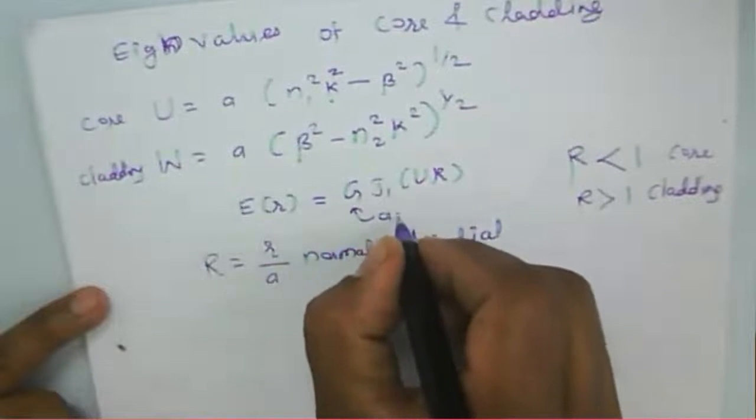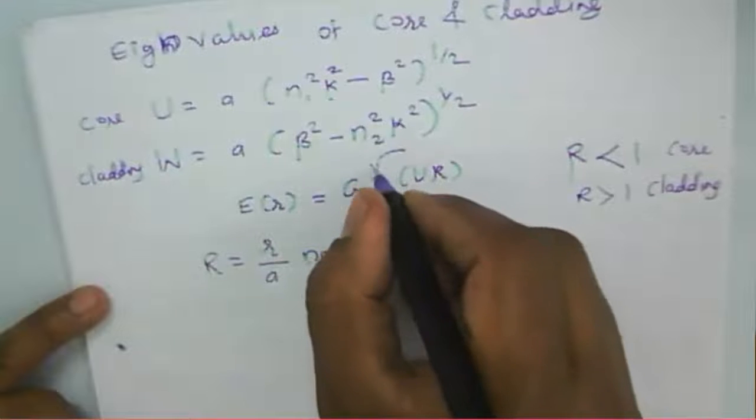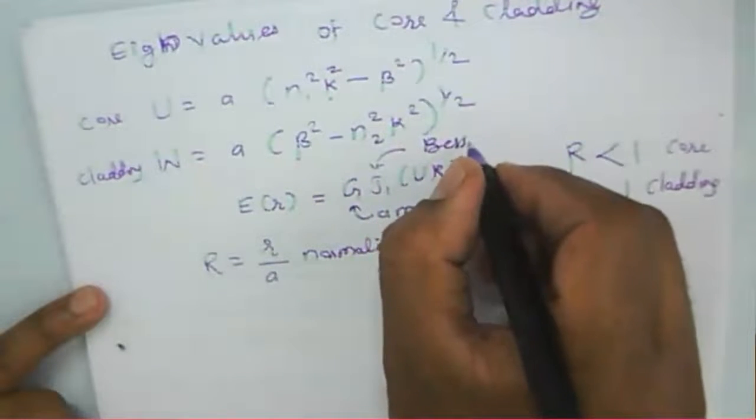And this one is nothing but the amplitude here. And this one is nothing but the first Bessel function.